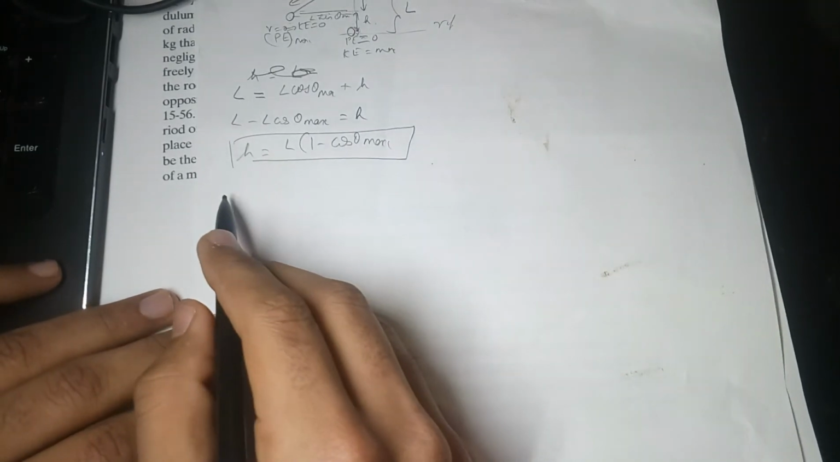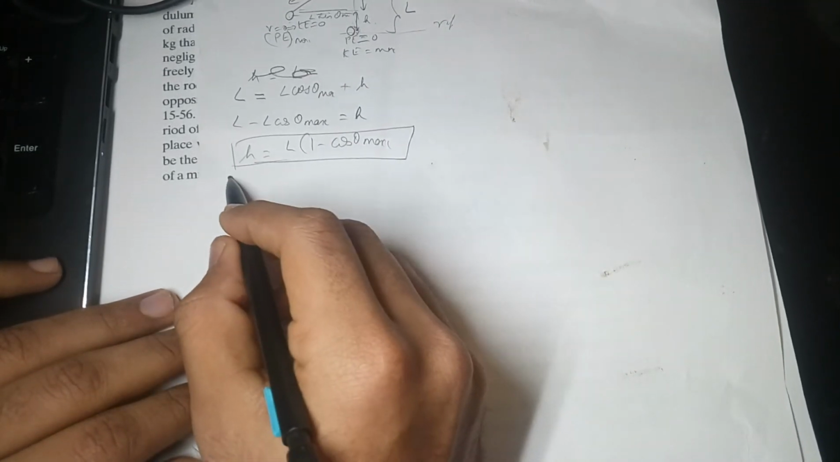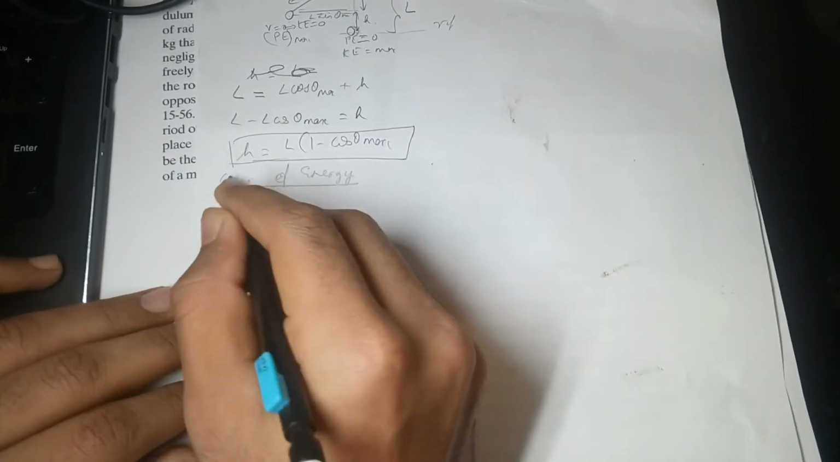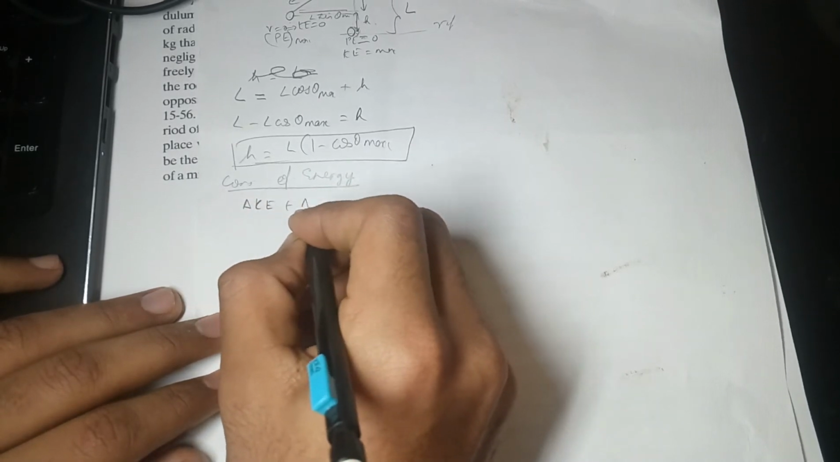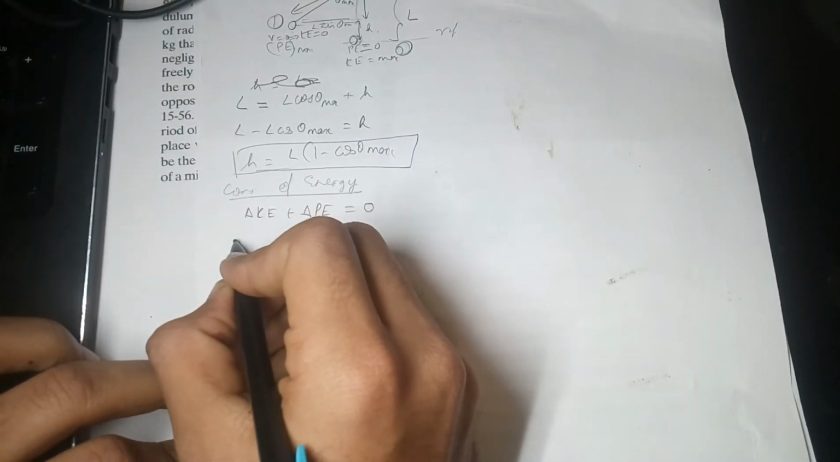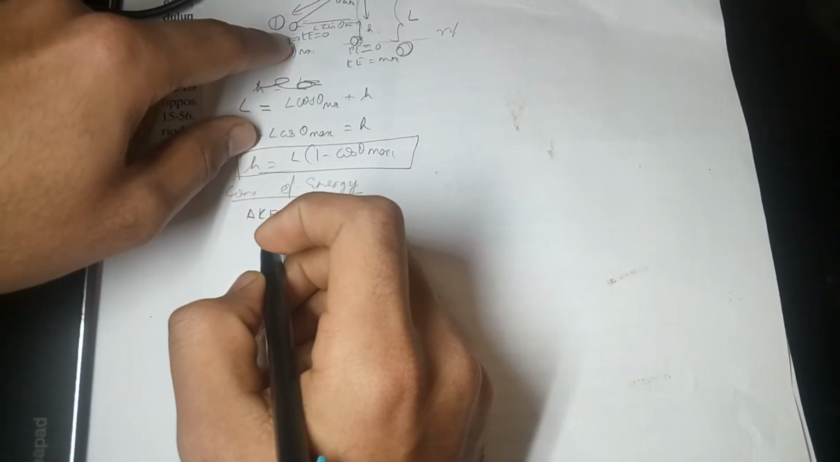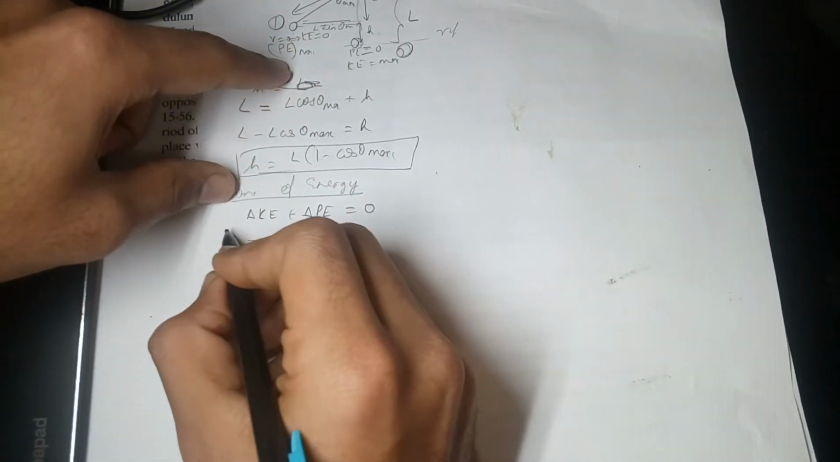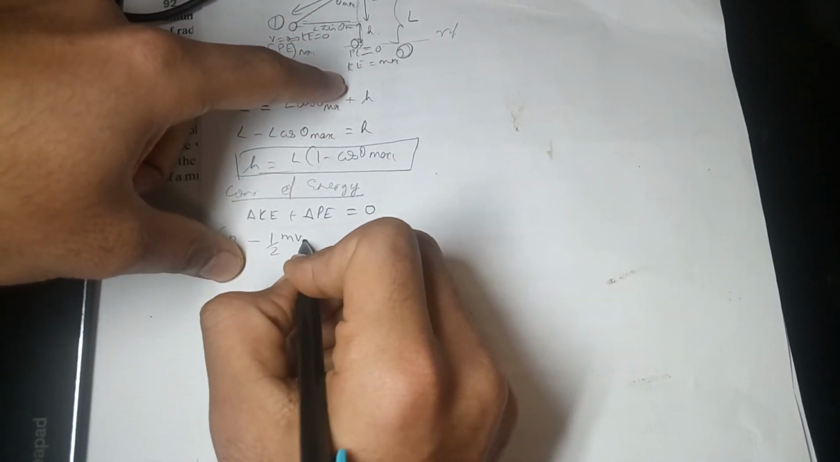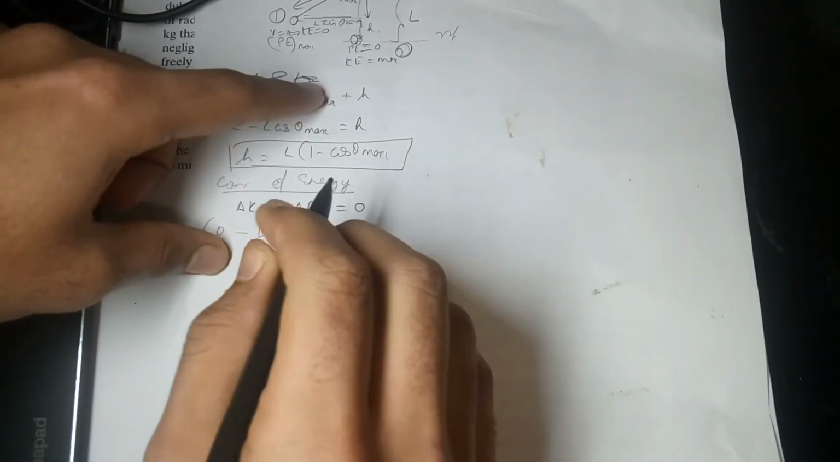Now we can apply the conservation of energy principle, which gives us that delta KE plus delta PE is equal to 0. The change in kinetic energies plus the change in potential energies is 0. So let's assume this to be point 1 and this to be point 2. The first one will have 0 kinetic energy since the velocity is 0, and 0 minus, at this point it would be the maximum kinetic energy, half m v max square.